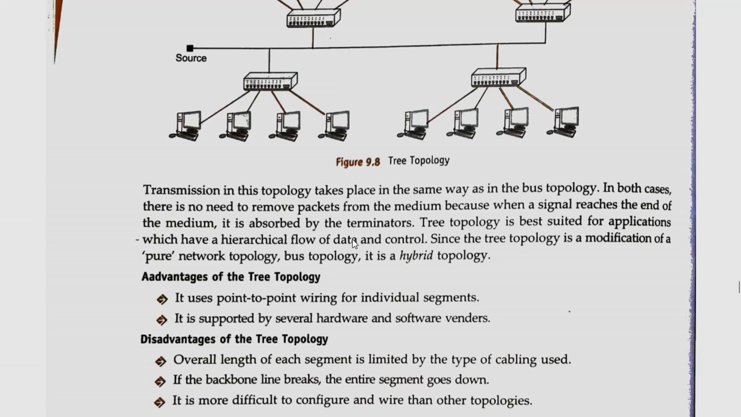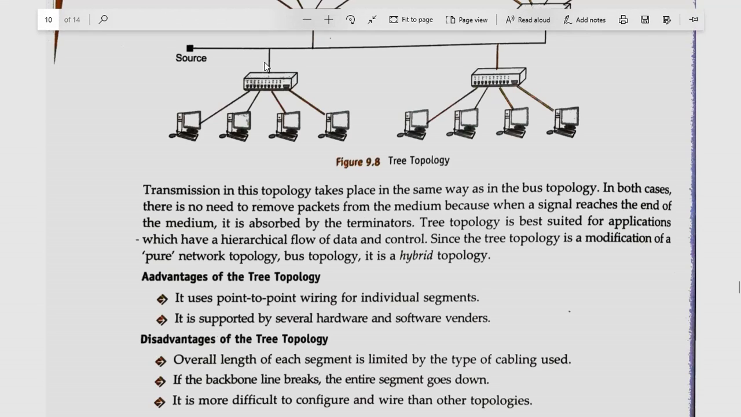In bus topology also we had the terminators at the end, which absorbed the signal. That was done with the help of these terminators only. So the tree topology also has terminators to absorb the signals at the end of their connections.